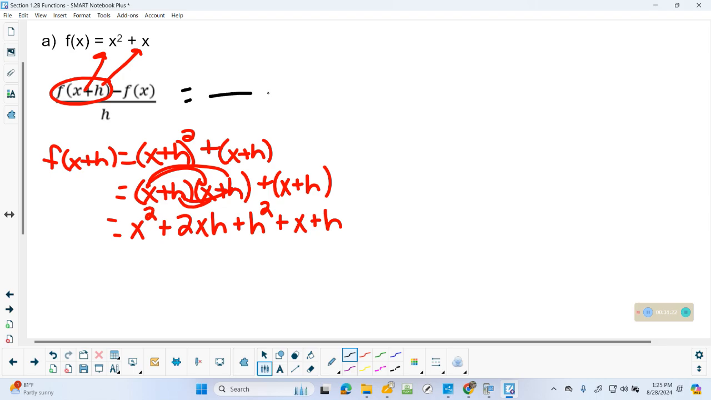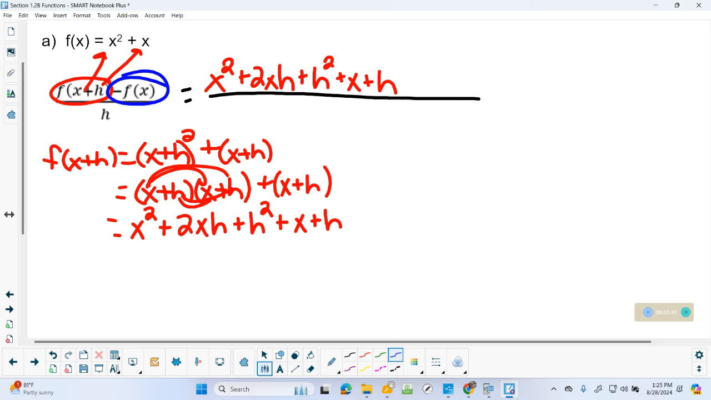Okay, so let's work on this. So I just figured out the f of x plus h. I'm just gonna slap it up there. Okay, I got my x squared, my 2xh. Man, this is obnoxious, right? We got it though. Whew.